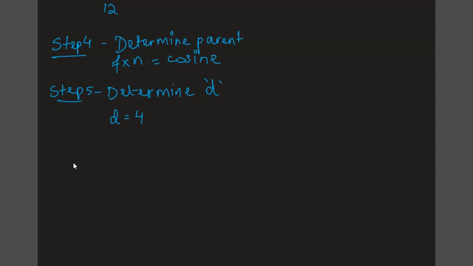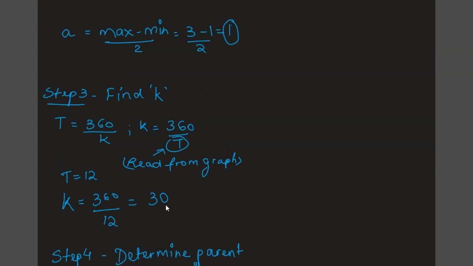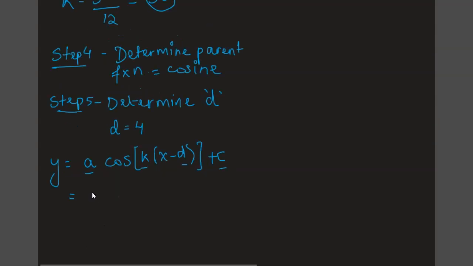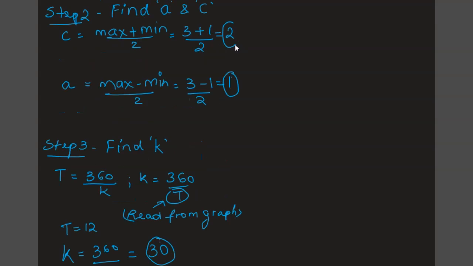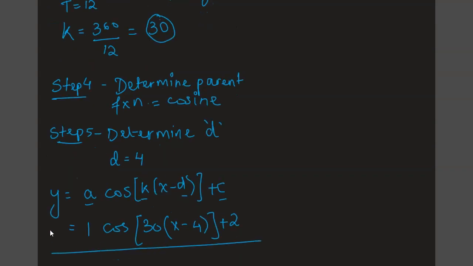We'll put all these steps together and we'll write down the parent transformed function equation: a, because we selected our function to be cosine, k, x minus d, plus c. Now all we have to do is just sub in a, k, d and c that we have obtained in the previous steps. The a value that we have obtained is 1. K that we have obtained is 30. So we would sub in A as 1, K as 30, D we got as 4, and the C value, let's go back again, is 2. And with this we have completed our transformed equation for the given graph.